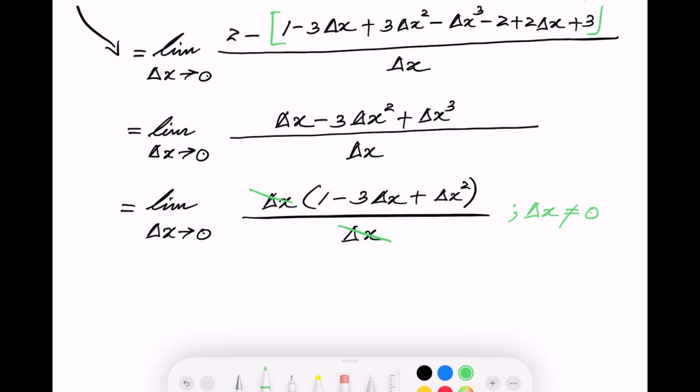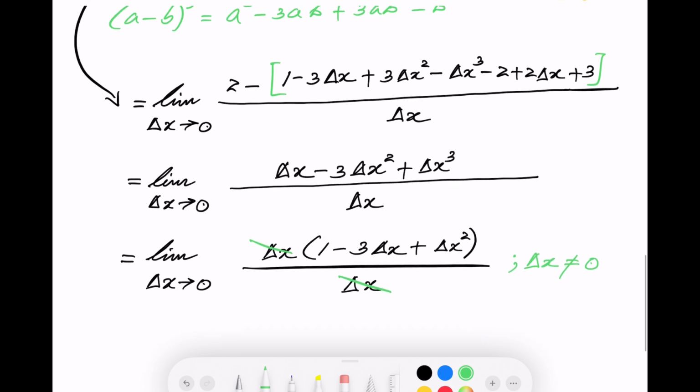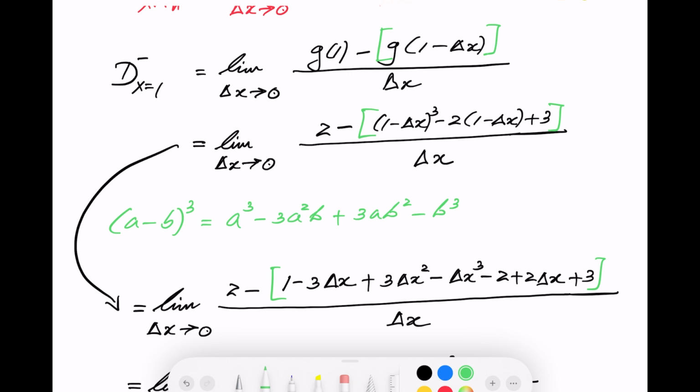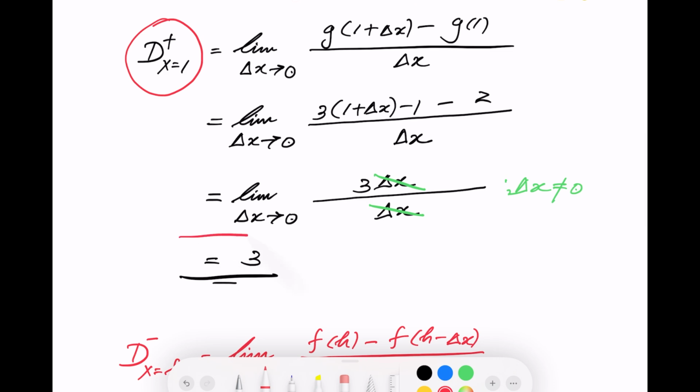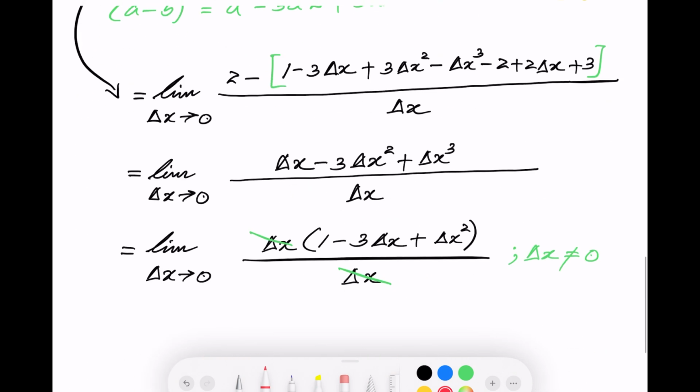Now, the next step is very straightforward. You need to simply go ahead and substitute the value of delta x equals 0, and then you will see the answer for the left-hand differentiability. Since we have finished calculating the left-hand differentiability and previously we calculated the right-hand differentiability, if those two are equal, then we conclude that the function g of x is differentiable at x equals 1. If those two are not equal to one another, then we conclude that this function is not differentiable at x equals 1.